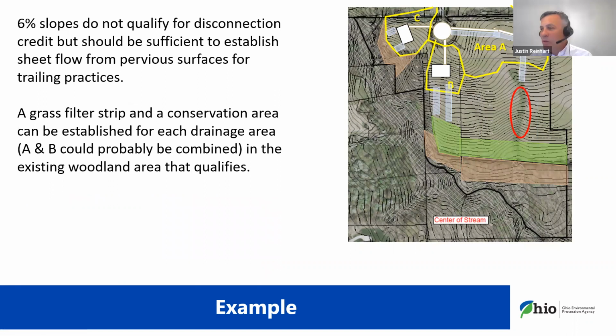As I said, the slopes were a little bit steep for disconnection, so I showed them in blue, but we assumed that will still occur in order to get sheet flow to our filter strip and conservation area, but did not take credit for it. It wasn't needed for the most part. But then the filter strips in green and conservation areas in existing woodlands that were acting almost as a buffer to the stream were established for each lot, in the green and the brown.